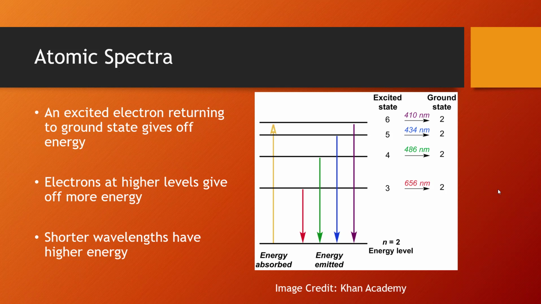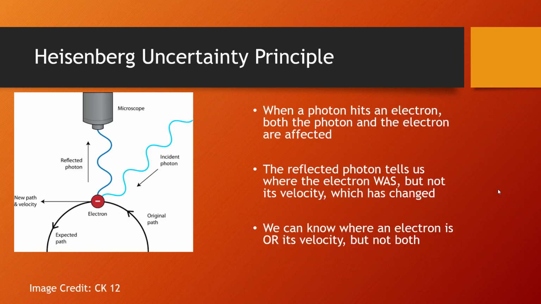Now, one more fun thing is that when you see an electron, it's because you know what position it was in. So a photon of light comes in, hits an electron, and you see a reflected photon in the microscope. This reflected photon tells you where it was. So the velocity by this point has changed because of the interaction of the photon and the electron. This is why the Heisenberg uncertainty principle states you can know where an electron is, or you can know its velocity, but you cannot know both.